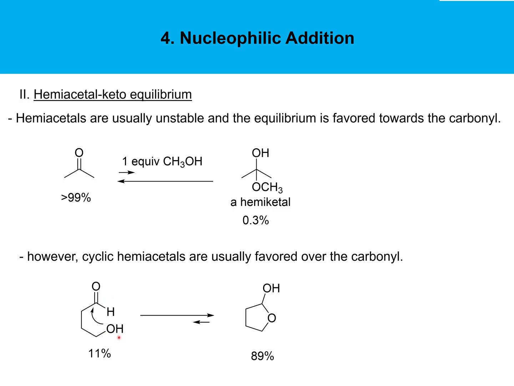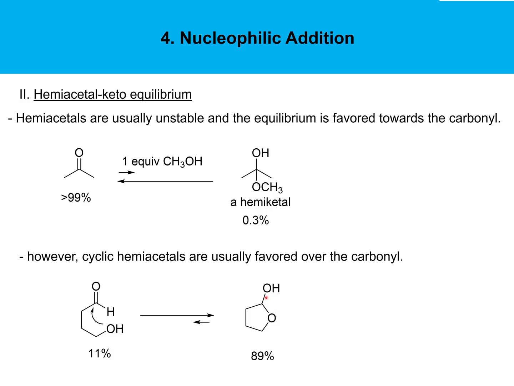So here's a look at an example. If we have an aldehyde and an alcohol that are attached to each other, if we just let them be, the alcohol will add to this carbon, and the double bond here will be turned into an OH when this oxygen is protonated. So we'll pick up a proton from this alcohol. You'll end up with a cyclic hemiacetal.